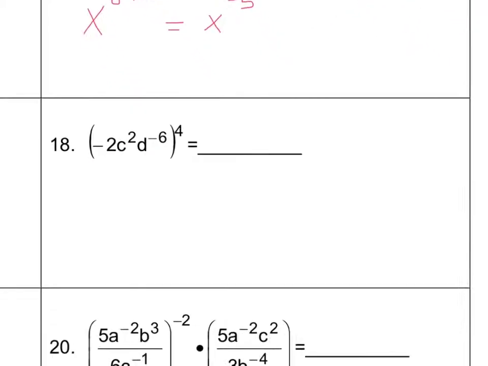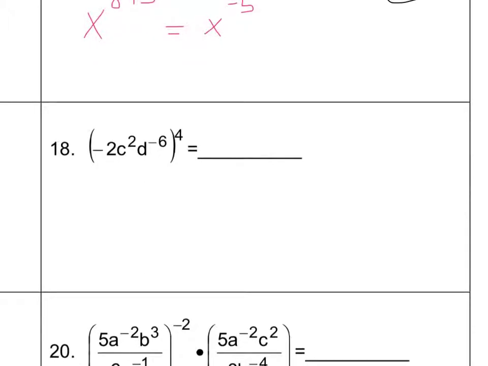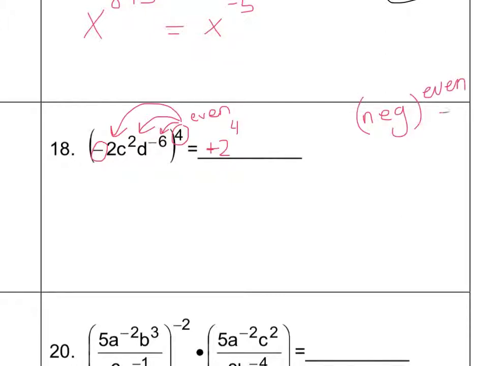Now let's move on to 18. So the 4 has to go to each one of them. So let's do that. So it's going to be negative 2 to the 4th. Now, since you have a negative over here and the power is even, it has to be positive. Remember, if you have a negative number and you are raising it to an even power, it will become positive. If you have a negative number and you're raising it to an odd number like 3, it will stay negative. So since here the power is even, it becomes plus.